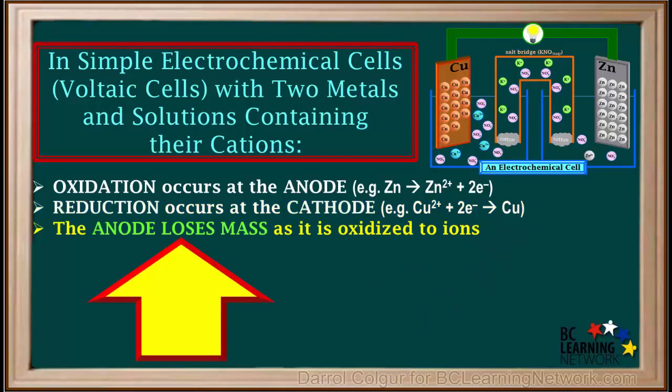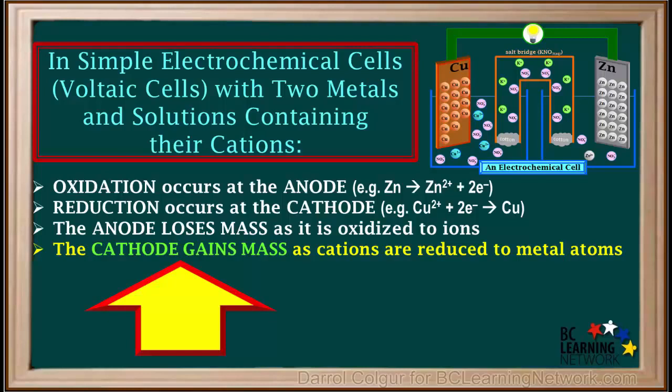If the anode is not made of an inert metal, it will lose mass as its atoms oxidize into ions. For example, this half reaction tells us that zinc metal oxidizes to zinc ions, thus dissolving into the solution. The cathode gains mass as cations are reduced to become metal atoms, which adhere to its surface. For example, in this cell, copper 2+ ions in solution are reduced to copper metal atoms, which stick to the surface of the copper electrode, thus increasing its mass.